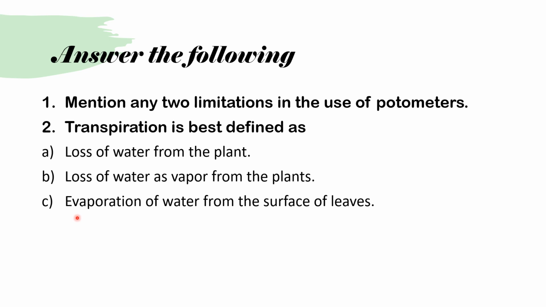Right. Then what is the definition of transpiration? Transpiration is the process of loss of water in the form of water vapor from the leaves and other aerial parts of the plant. Here they are giving the surface of leaves and other aerial parts of the plant, so this one is the best answer for this question.